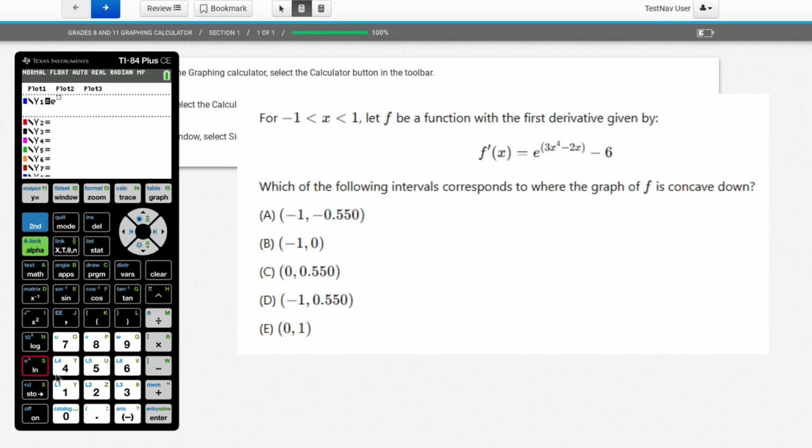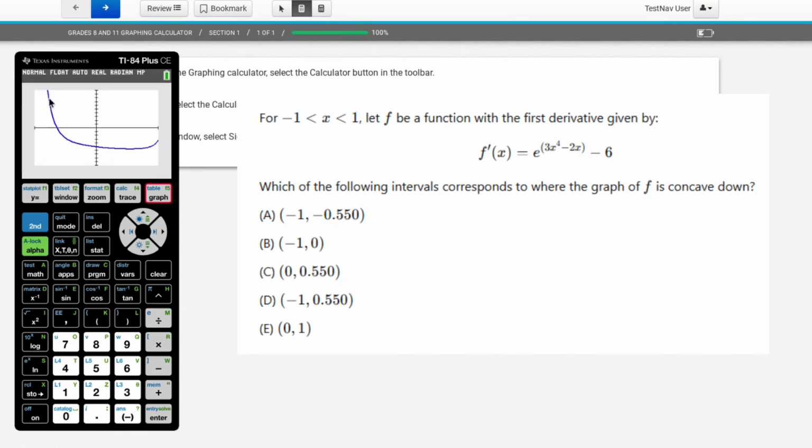That stuff is 3x to the fourth minus 2x, minus 6. And since we care about stuff happening between -1 and 1, let's change our window to where the x minimum is -1 and the y minimum is 1. Graph.